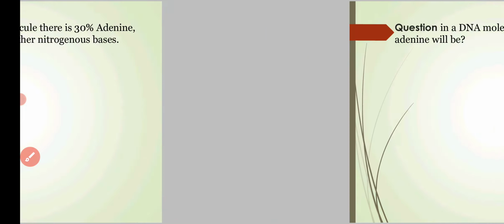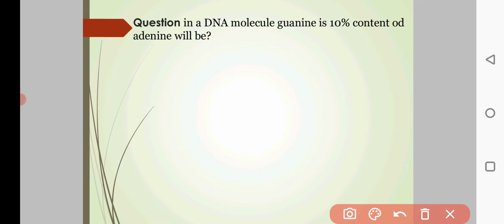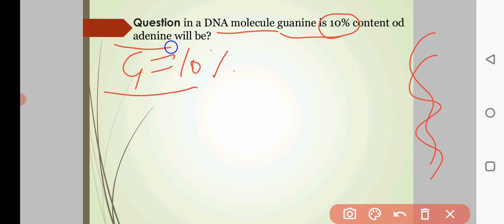So next question is, in a DNA molecule, guanine is 10% content. Okay, so here the concentration of guanine has been given. So they are saying that in a DNA molecule, guanine is 10%, then what percentage of adenine will be there? Means here now we have to calculate the percentage of adenine.